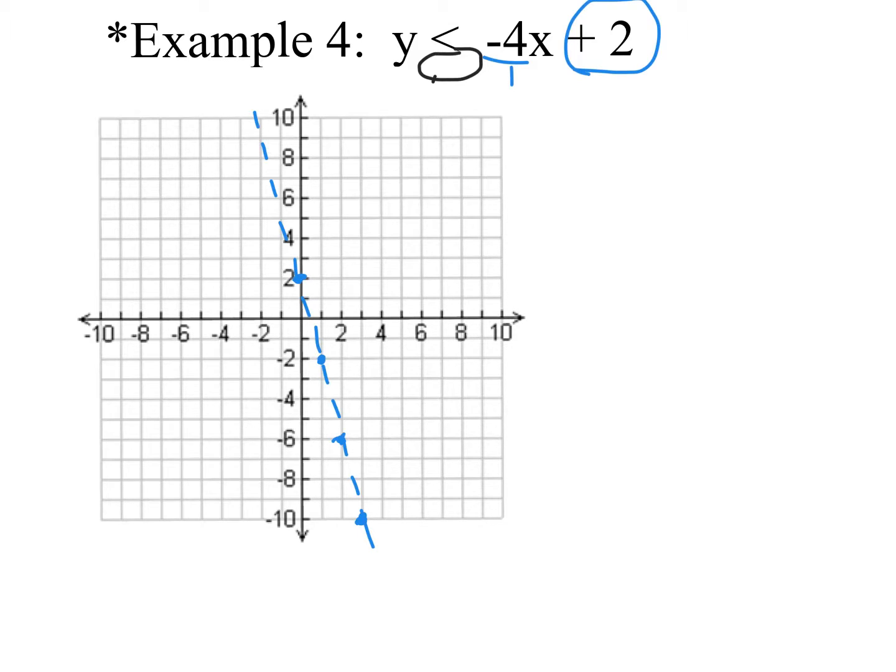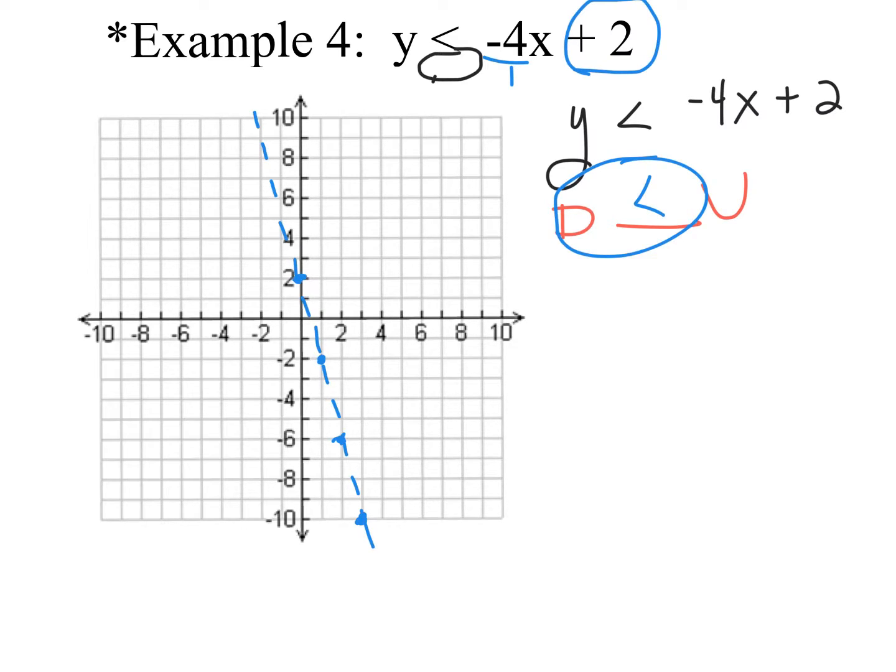Now, I have to determine which side of the line to shade. So using y less than negative 4x plus 2, my arrow is pointing down. So that's the side of the line I'm going to shade. Again, draw arrows straight down from the points you made to show you which side of the line you're shading. So then here we go. Just color it all in.